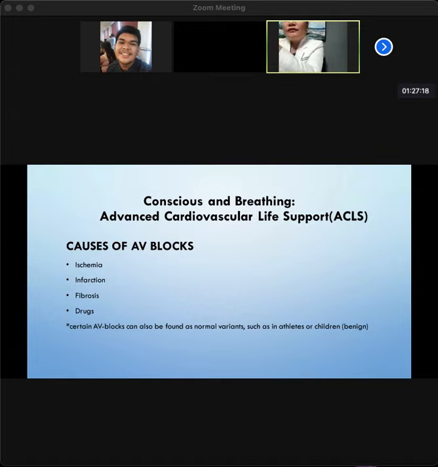So what are the causes of your AV blocks? It can be due to ischemia, infarction, fibrosis, drugs, or it can even appear in some children and athletes. And usually they are benign or normal variants. Pwedeng normal siya sa mga sporty na tao, as long as asymptomatic yung pasyente and stable.